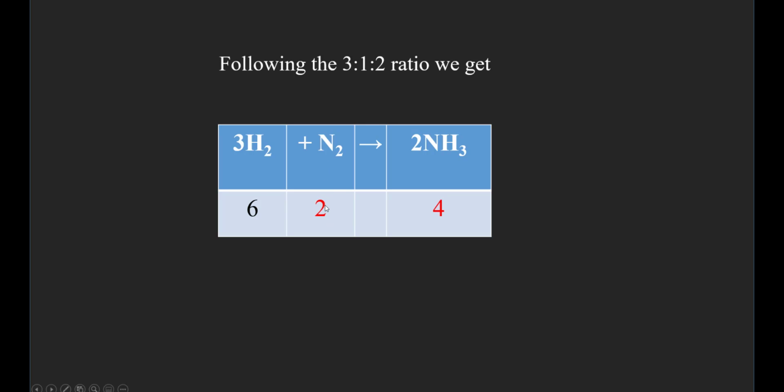Once I know that there's 2 nitrogens that are going to react, I notice the ratio between nitrogen and ammonia is 2-to-1.